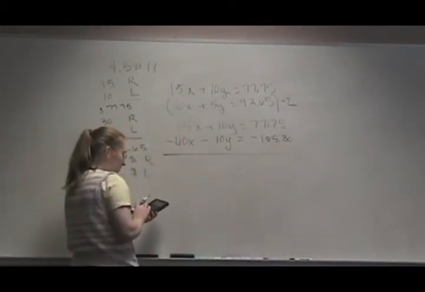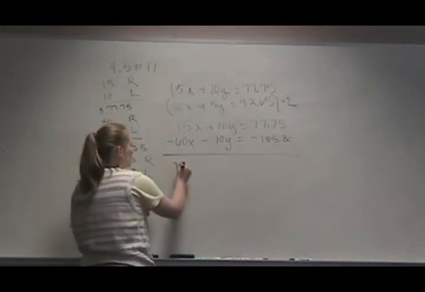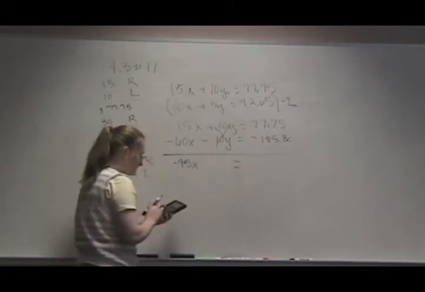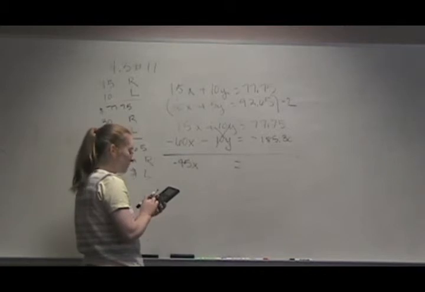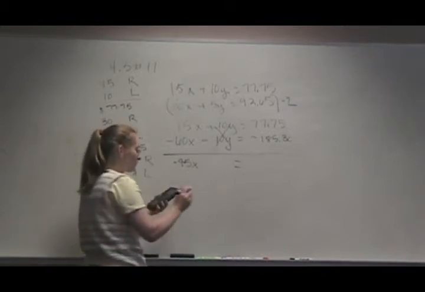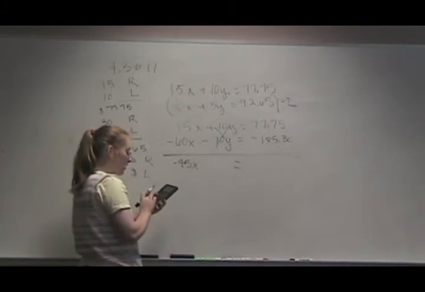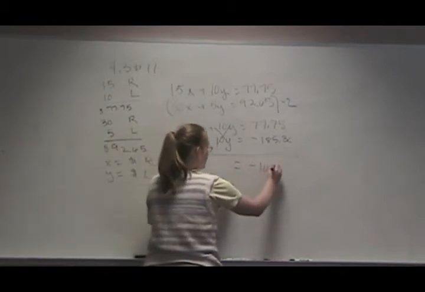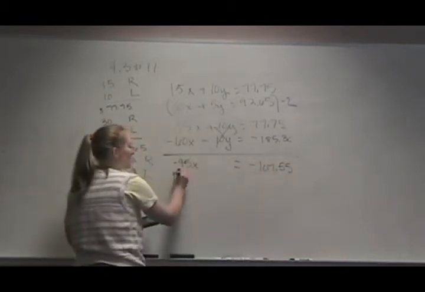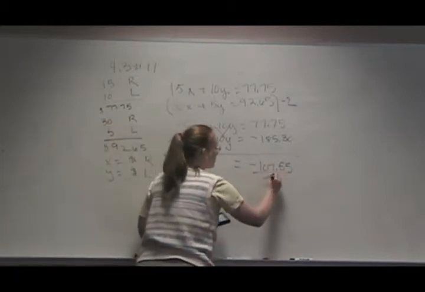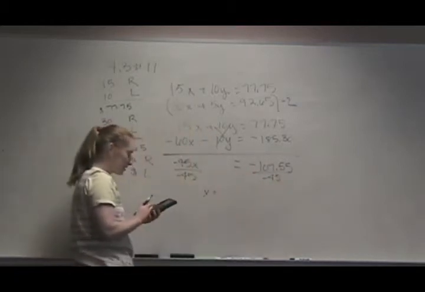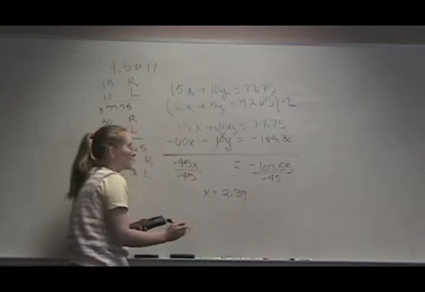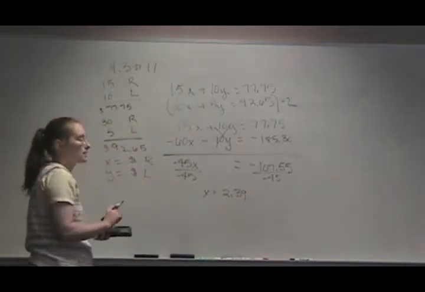Now, I'm going to add these two. So, 15 plus -60, -45x. These cancel out. That was my purpose, remember? And over here, I have 77.75 plus -185.30. Helps if I hit the right buttons. Okay, -107.55. Now to get x alone, I'm going to divide both sides by -45. Remember, two negatives are going to make a positive. So, $2.39 is how much a regular Arby's sandwich costs.